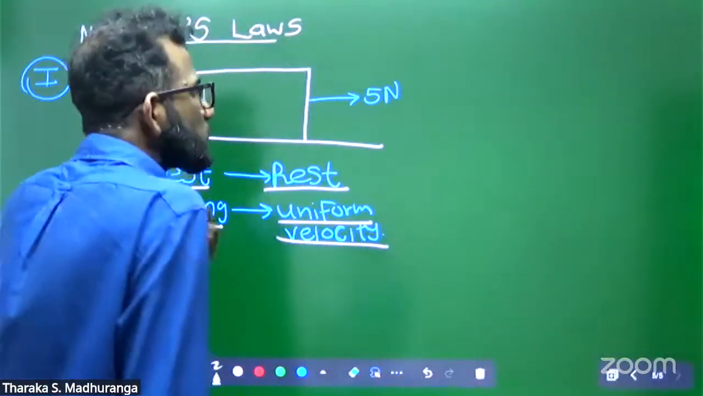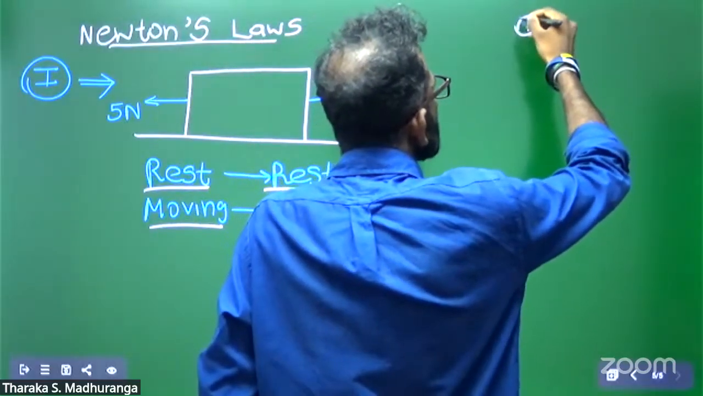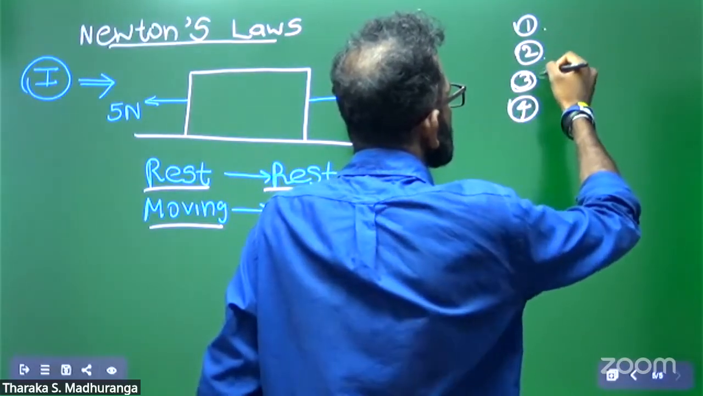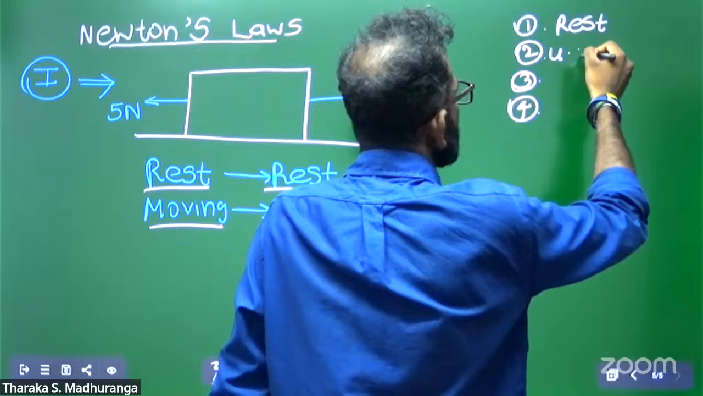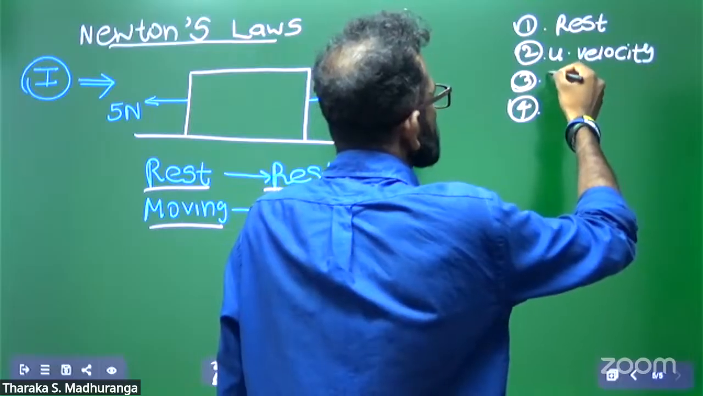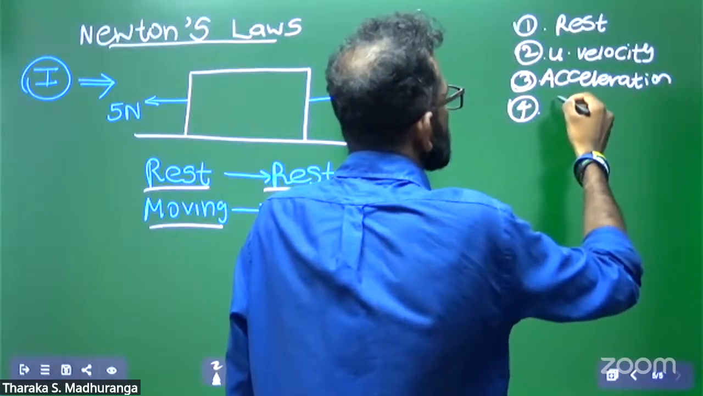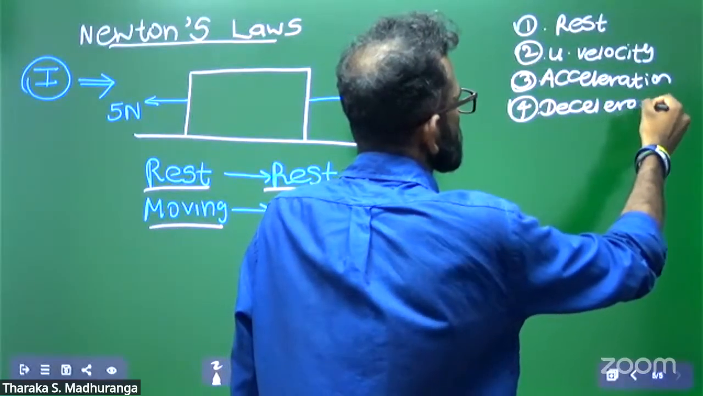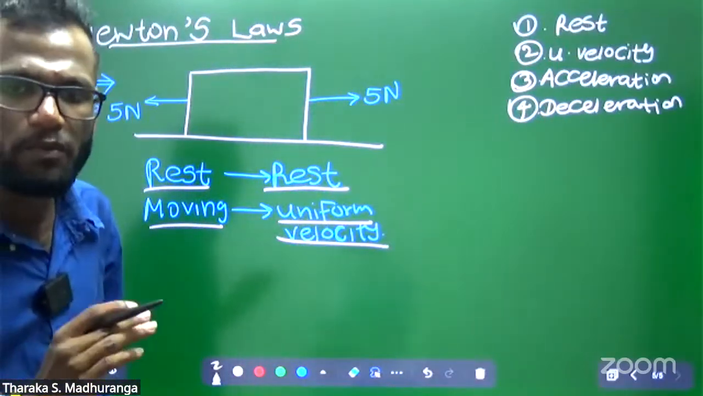As I explained earlier, when we consider any linear motion object, it has only 4 motion types, no? The first one is object at rest. The second one is uniform velocity. The third one is acceleration. The fourth one is deceleration. So in linear motion there are 4 motion types.